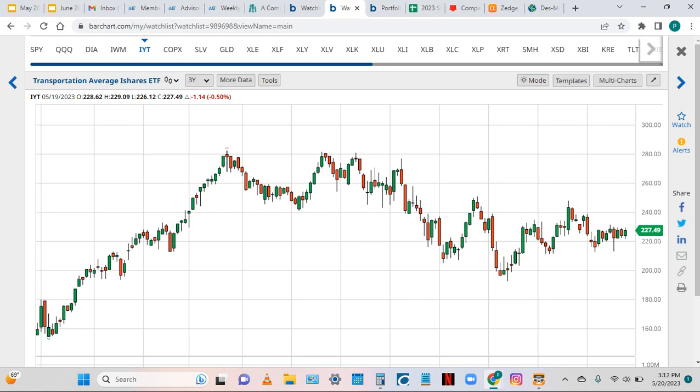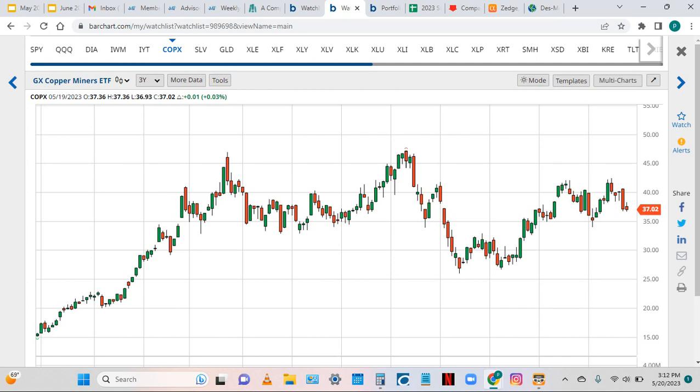Then these next three are related. Copper, it's just like a copper ETF. Related to copper miners, that looks again kind of neutral to bearish.